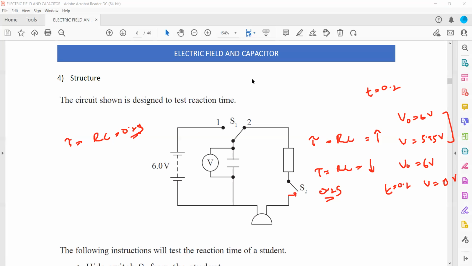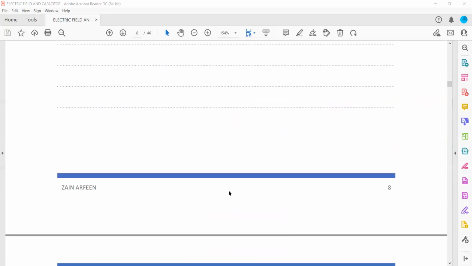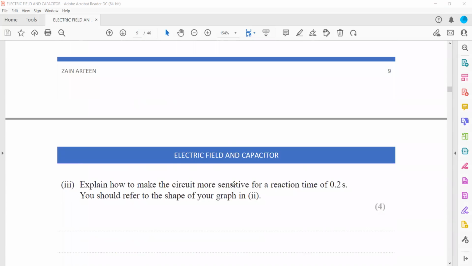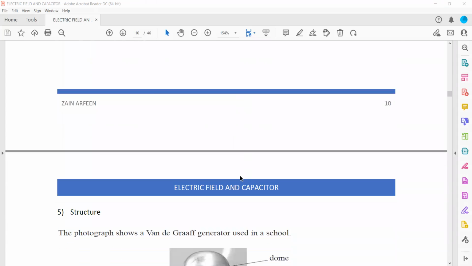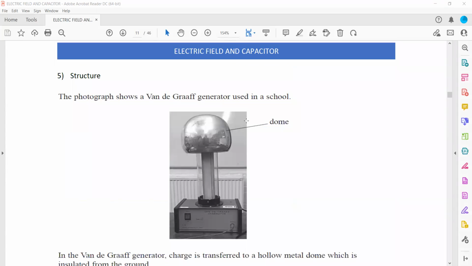Okay. Then the next part, this was sketching. I think this was the last topic. Then another question is there, question 5.